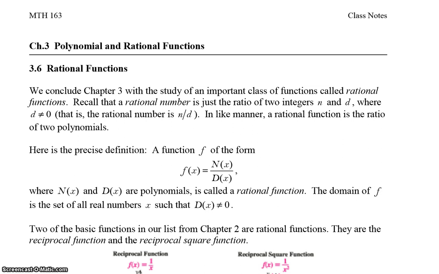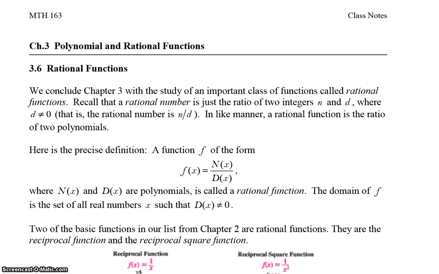In a similar manner, a rational function is the ratio of two polynomials. So the precise definition is that a function f of the form f of x equals n of x over d of x, where n of x and d of x are polynomials, again thinking of n as numerator and d as denominator, f is called a rational function.